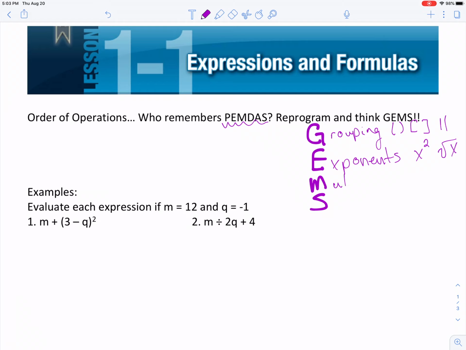M stands for multiply or divide. Okay, multiply, divide. S stands for subtraction and addition.